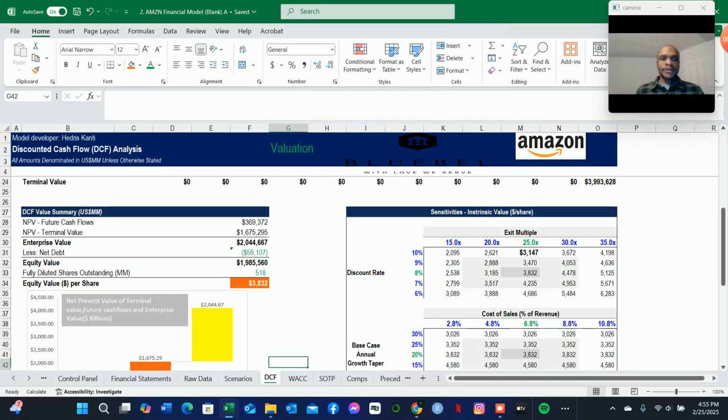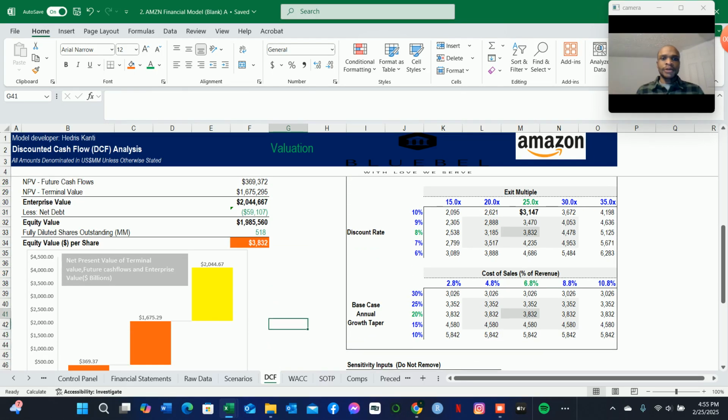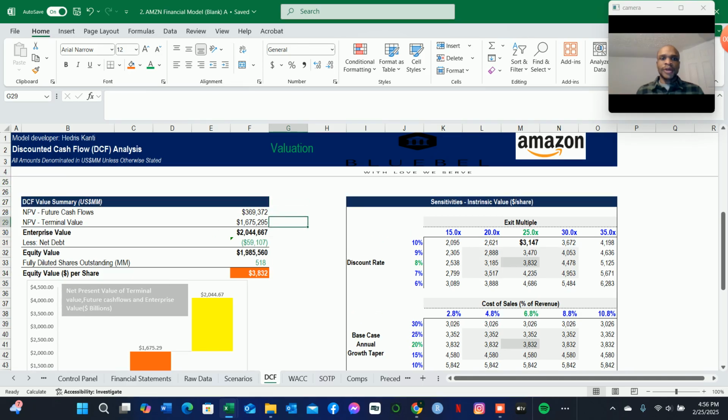So now we're done with the primary valuation methodology for Amazon. In this case, we used the discounted cash flow analysis. So we were able to estimate the enterprise value based on the DCF analysis and also the equity value, ultimately the equity value per share.